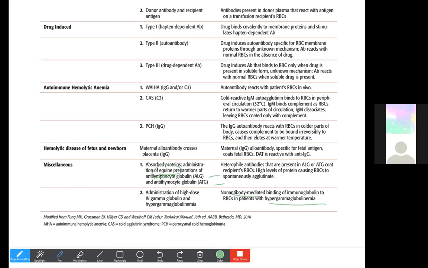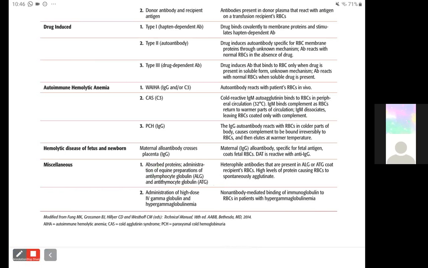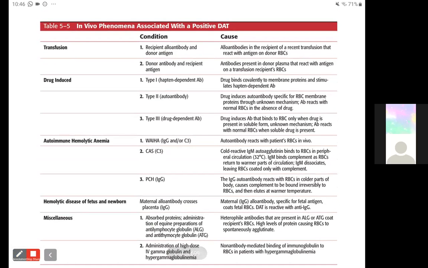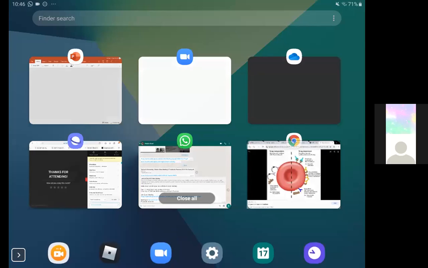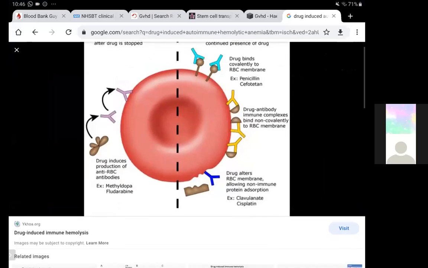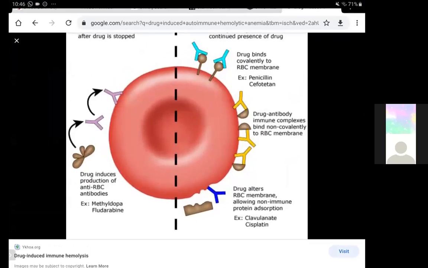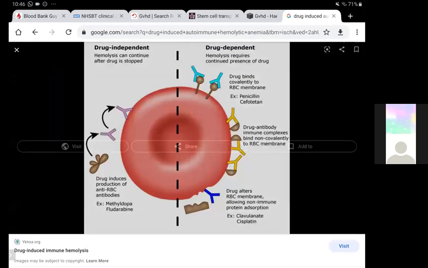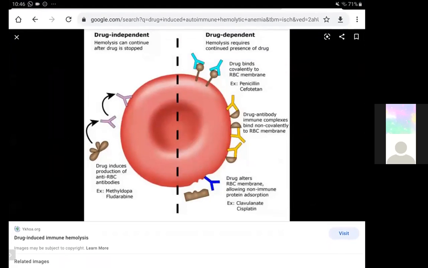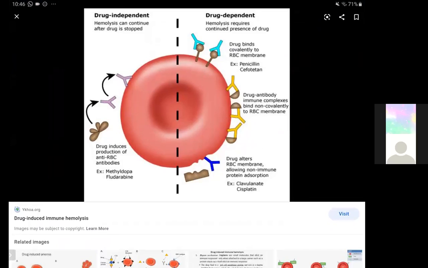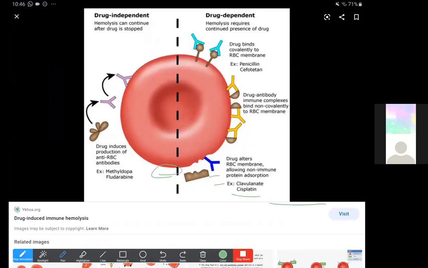So these were some of the cases that we were doing. With regard to the drug induced type 1, type 2, and type 3, these are described in this diagram. This was the one that I was referring to: the drug dependent and the drug independent form. In the drug independent mechanisms, the hemolysis would continue even after the drug is stopped.